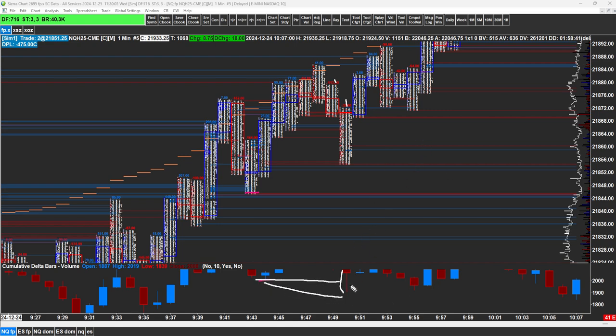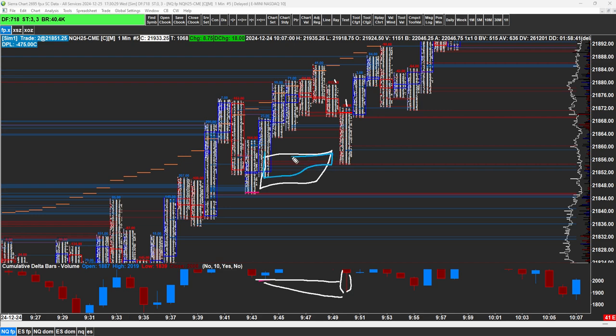But then what happened? We started to go up. So what happens after absorption? Delta flip, right? So this candle was probably at negative 500 delta at one point. But then after that absorption occurred, after we took out that low, and we weren't able to because a block was over here, what happens? Market buyers start to come in.